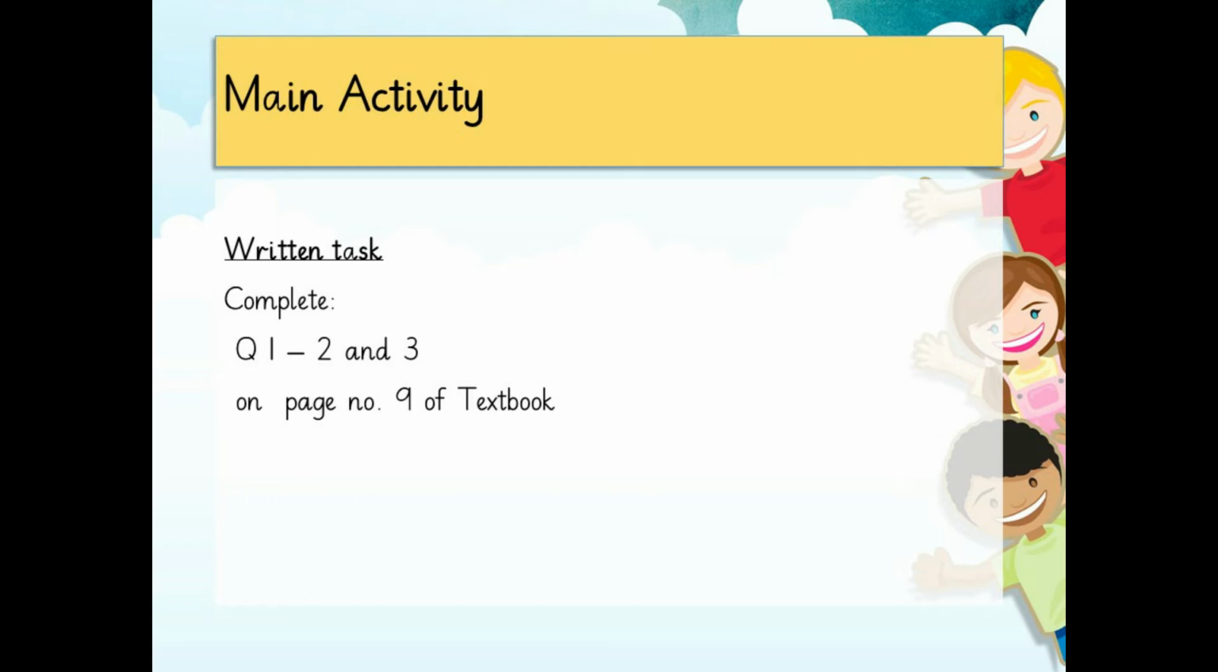Now coming towards the written task. You have to complete page number 9 of the textbook, question number 1, 2 and 3. This is regarding writing the numbers in figures as well as in words. While doing this task, you have to keep a few things in your mind. You should have a complete understanding of the spellings of the given numbers. Moreover, you need to know the place value of each of the given digits in the given number. These things will help you to come up with the correct answer.